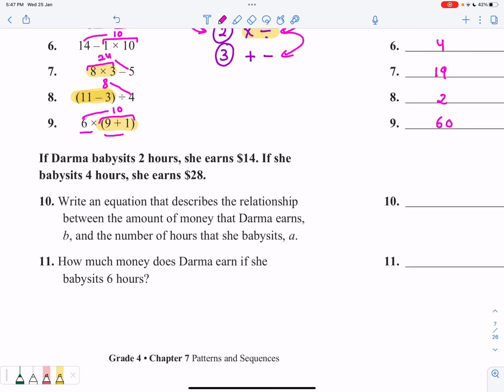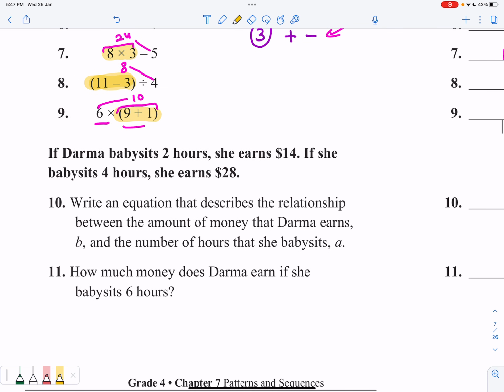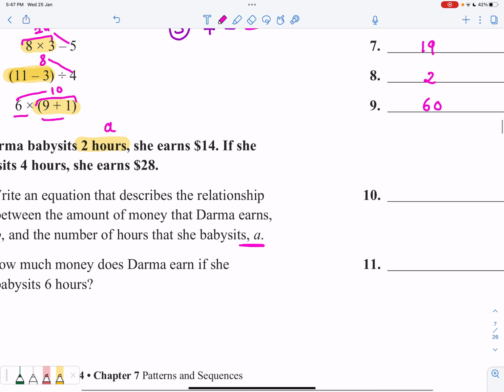So here we're going to call the hours our input. So the hours is the input. Here it says hours is A. And we always start by writing the input. Now A is the input.